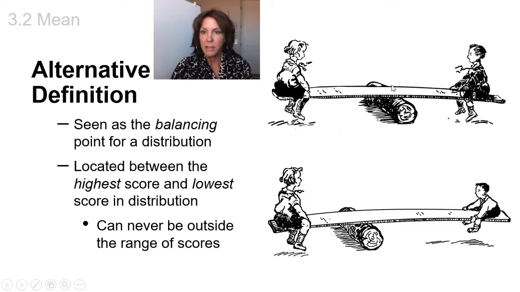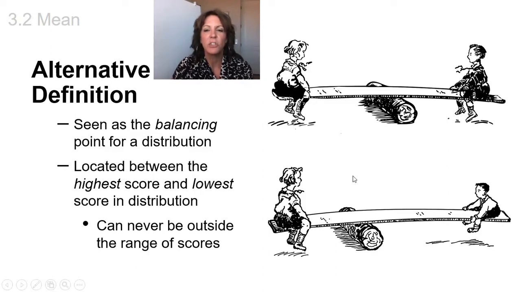And so the mean is in the middle in this case, because, we'll call the weight of the children the scores, half of the scores are on one side and half of the scores are on the other side, and the mean is directly in the middle. It's the balancing point between these 2 children. But if you have an older child balancing with a younger child, what happens to the mean? The mean gets pulled to where there are more scores. It's still the balancing point, but it's been moved, hasn't it?